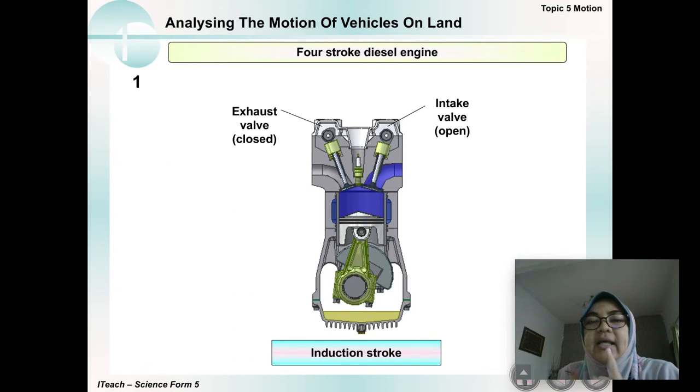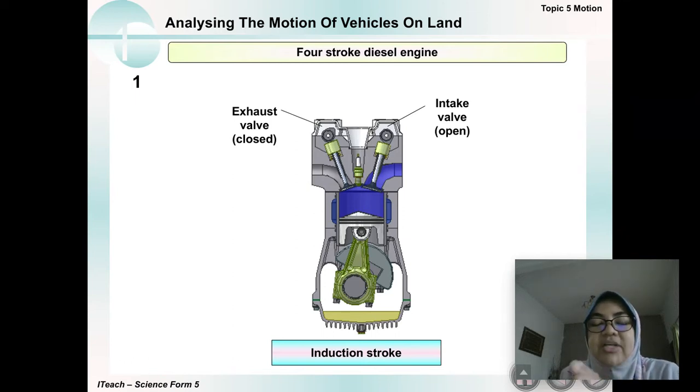So tadi petrol engine, 4 stroke. This one is diesel engine. So kita ada beberapa jenis engine. Kita ada 4-stroke petrol engine, kita ada 4-stroke diesel engine, kita ada 2-stroke engine. Okay, so this is the diesel engine.